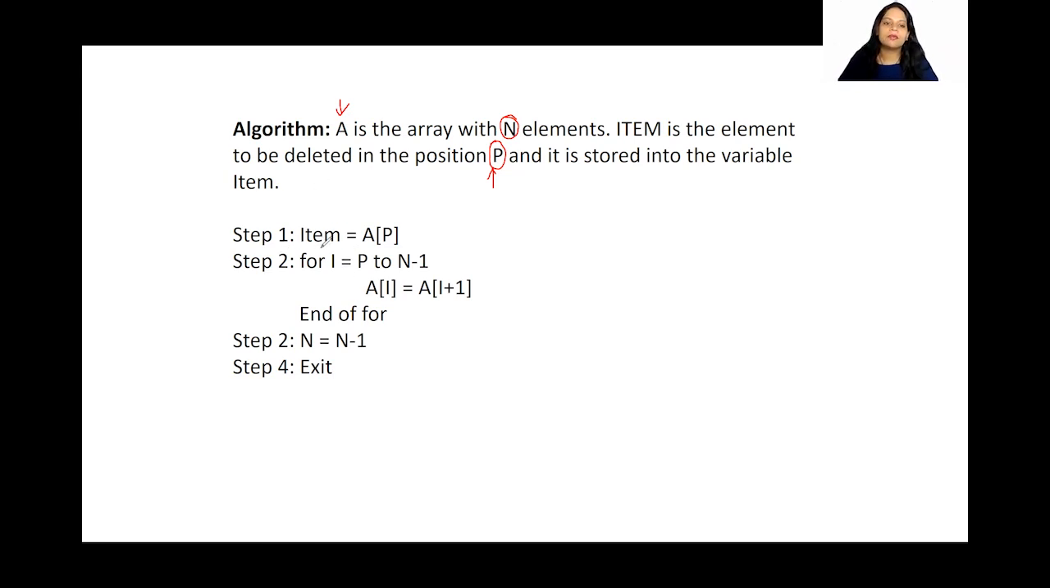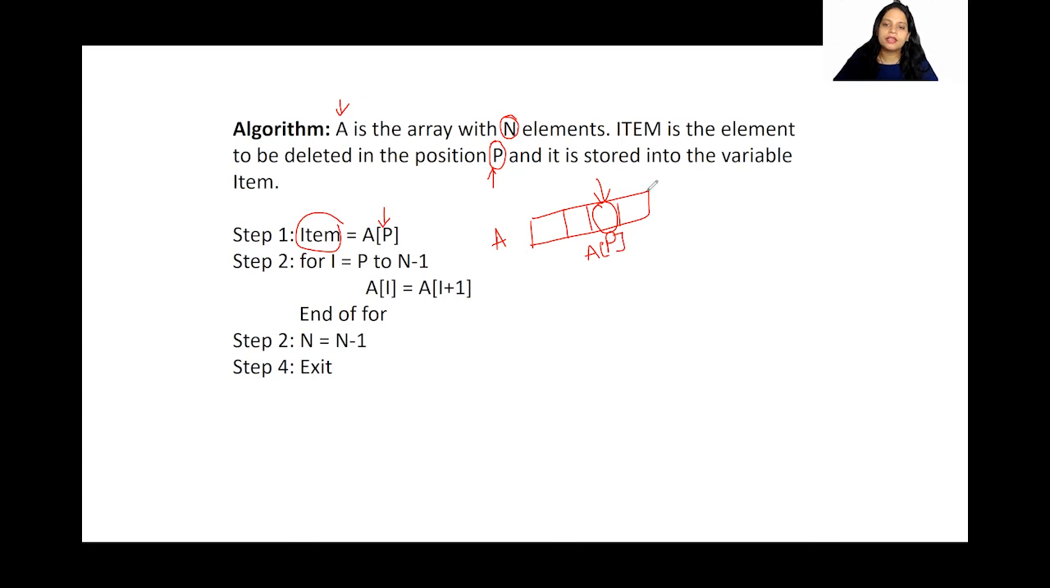Now see, step 1, I'm going to say item is equal to A of P. This is my variable where I'm going to store my deleted value. I already know that A is an array, and that from the Pth position I want to remove this item. So when I say A of P, it is nothing but this value. This value is going to get stored in the variable item. Now see here, I'm going to take a for loop where for I is equal to P to n minus 1. So what is P?